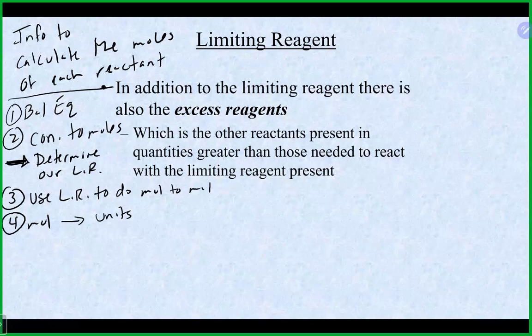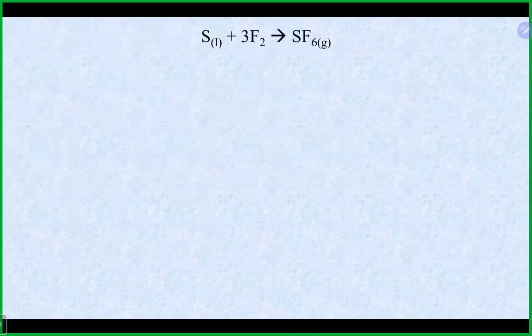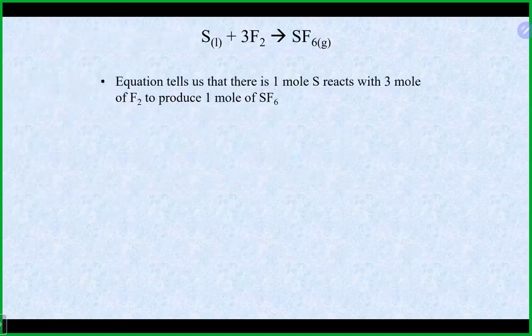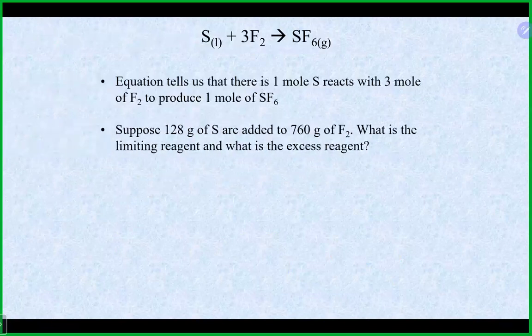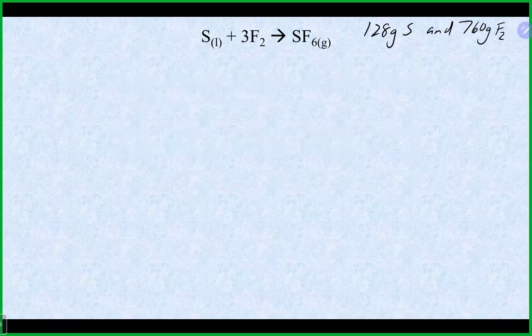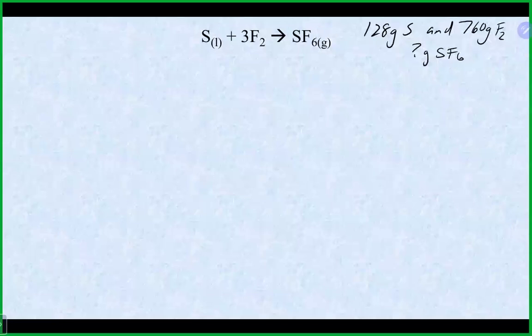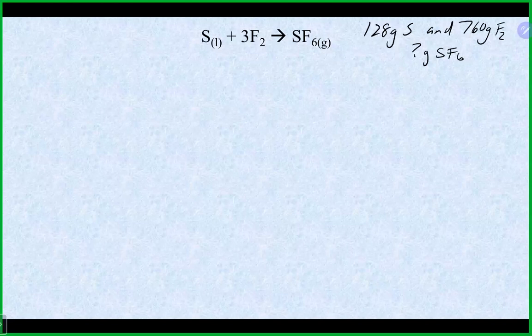So let's take a look at how we would go about doing that. And let's just say, for example, here, we started with 128 grams of sulfur and 760 grams of F2 in this particular reaction. And let's say we wanted to know how many grams of SF6. So this is a problem. We're given both pieces of that information. And the first thing I should recognize, obviously, is the stoichiometry problem here.